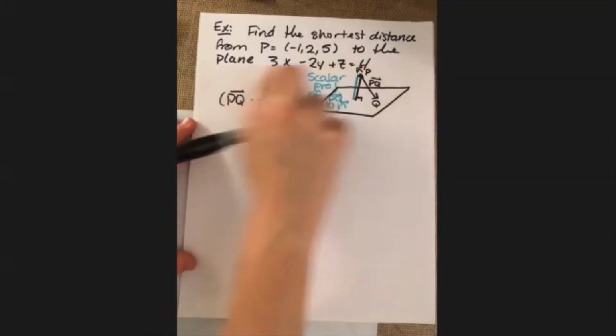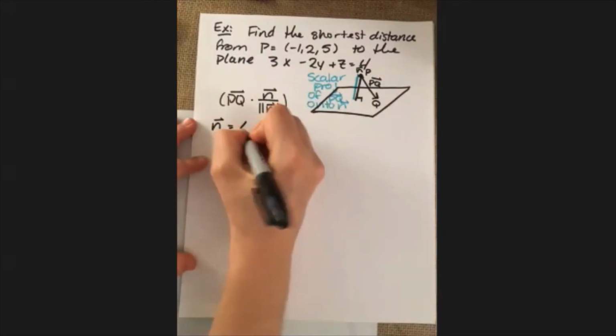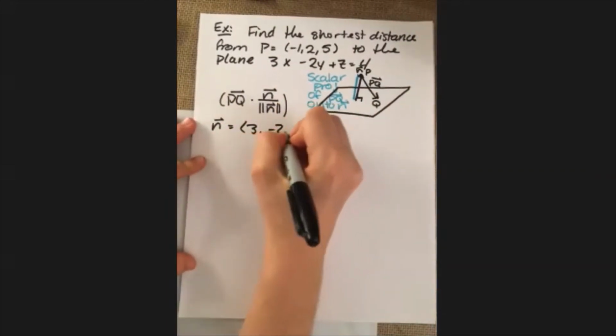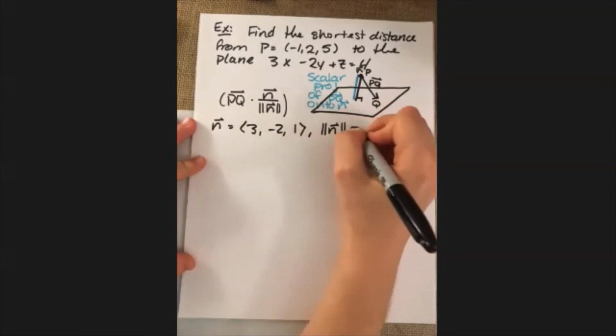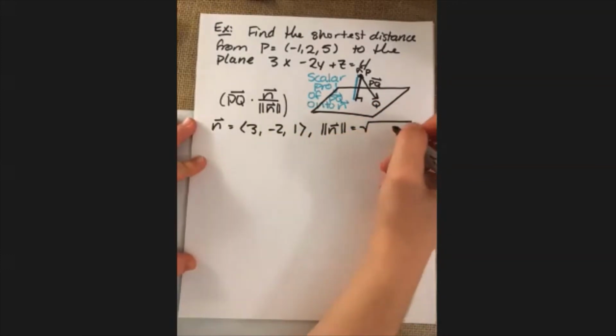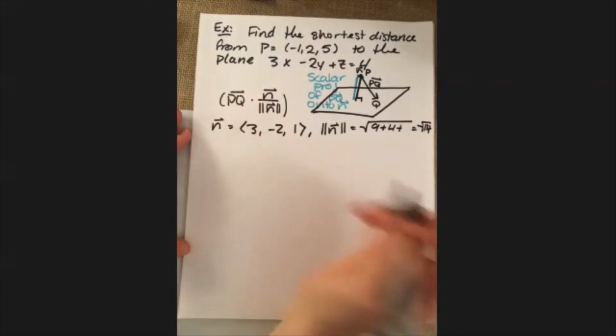The normal vector is provided in the equation of the plane: it's (3, -2, 1), and its length is the square root of 9 plus 4 plus 1, which is root 14. So now we need to get PQ.